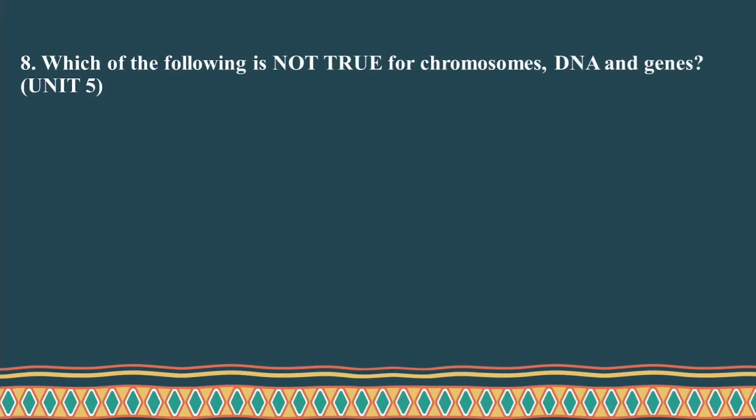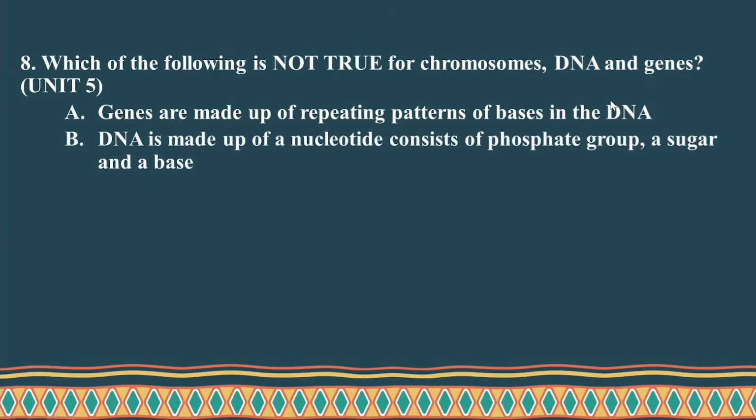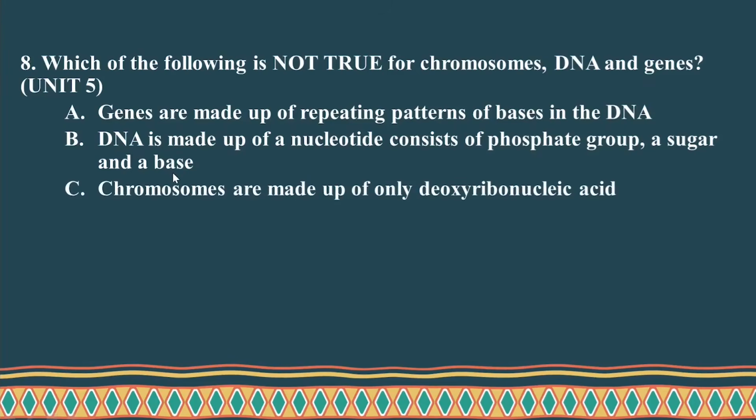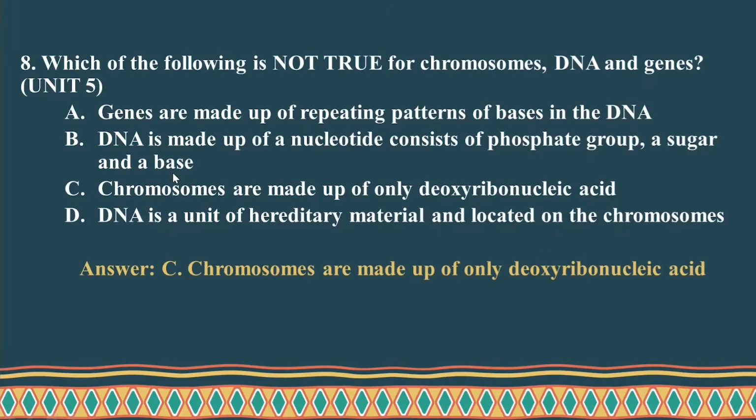Which of the following is not true for chromosomes, DNA and genes? Unit 5. Not true. A. Genes are made up of repeating patterns of bases in the DNA. B. DNA is made up of nucleotide consisting of a phosphate group, a sugar, and a base. C. Chromosomes are made up of only deoxyribonucleic acid. D. DNA is a unit of hereditary material and located on chromosome.